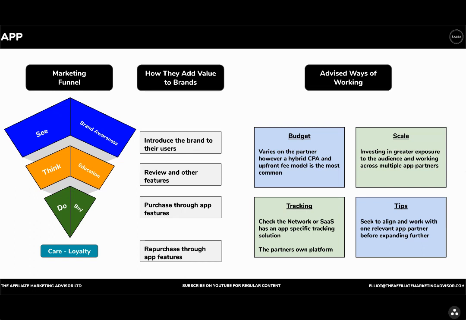So tracking, the partner of their own platform, you want to ask your network or SaaS if they have app-specific tracking. Tracking can die between the app visit and the website visit, which obviously makes it a bit pointless for apps to work on an affiliate basis with brands through an affiliate network or SaaS. So make sure they have a tracking solution for apps.